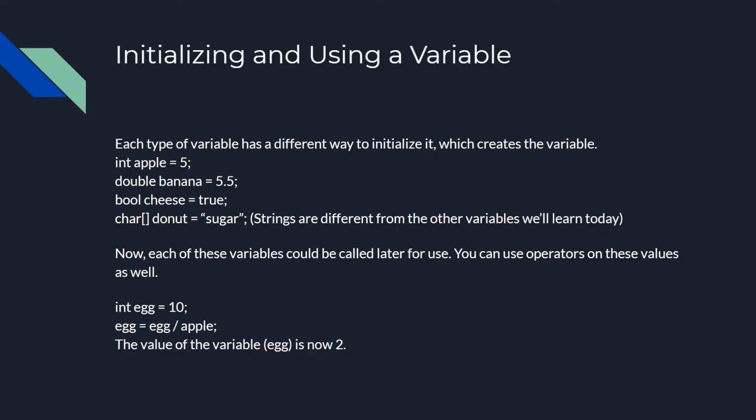Each of these variables can be called for later use. You can use operators on these values as well. Operators are things like multiplication, subtraction, addition, division, modulus, which we'll cover in the next video. In the example below, we create another variable called egg, and we give it a value of 10. Then we can say that the variable egg is equal to egg divided by apple. Since 10 divided by 5 is 2, the value of the variable egg is now 2.